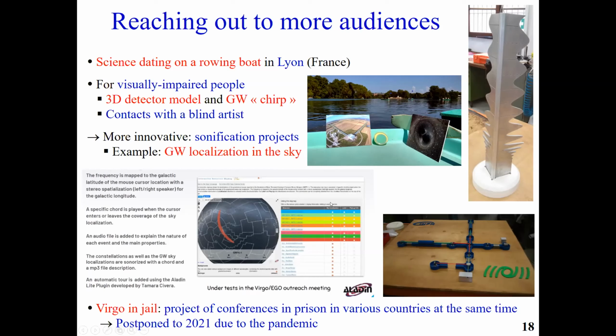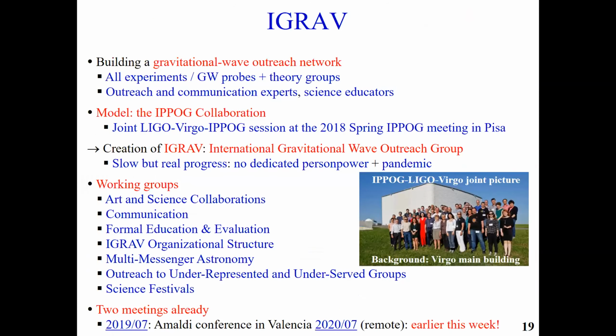And there are some sonification projects going on, like trying to turn a gravitational wave sky map into sounds so that people could have an idea of where the source is located in the sky. And we have another project, completely different, that was postponed to next year due to COVID, which is called Virgo in Jail, a project to make simultaneous conferences in prisons in various countries at the same time. So one word before concluding about iGrav.